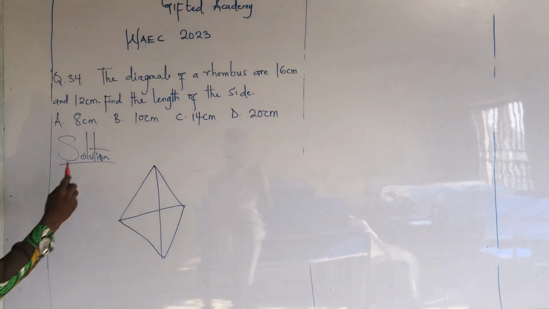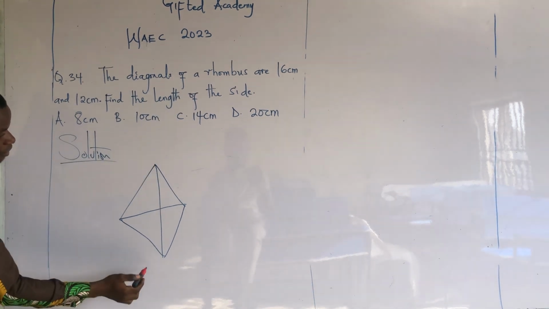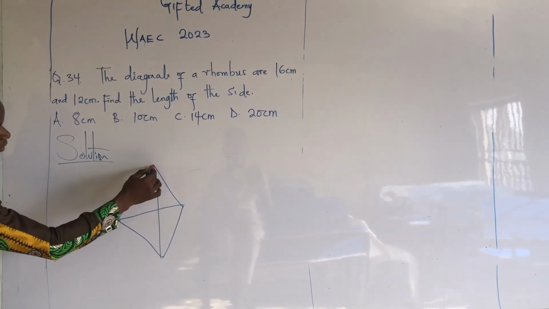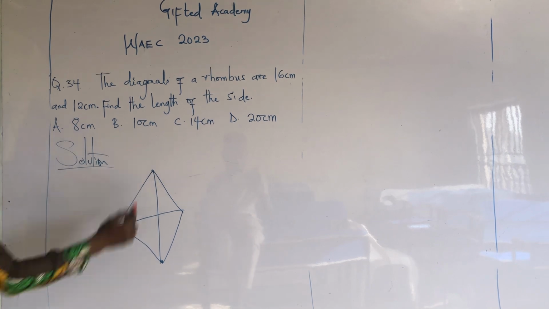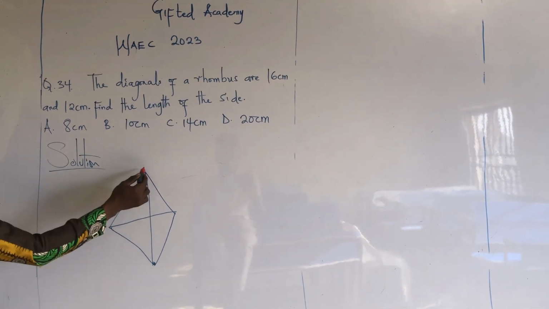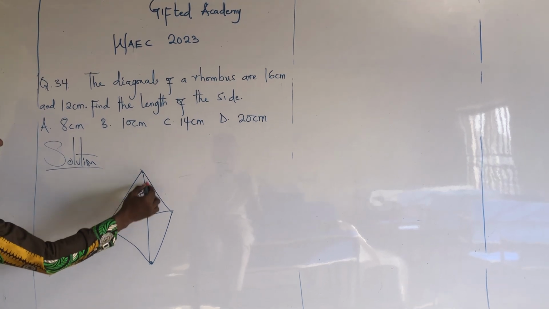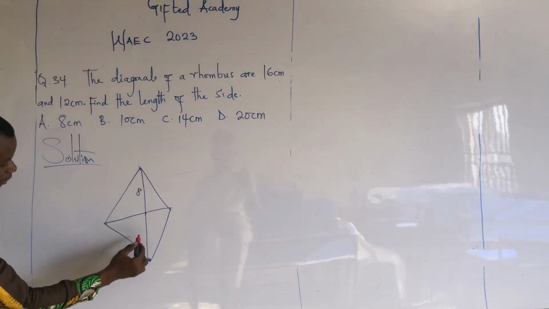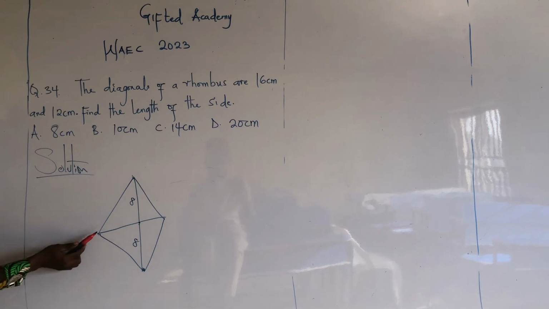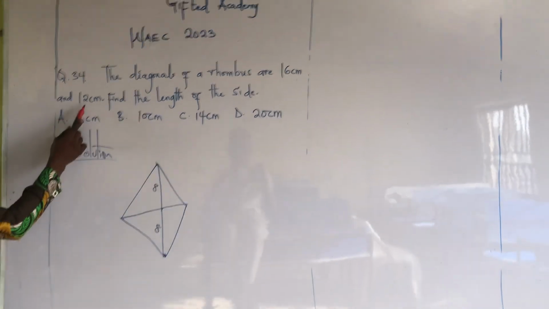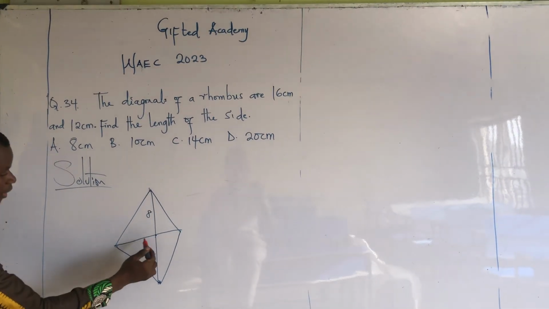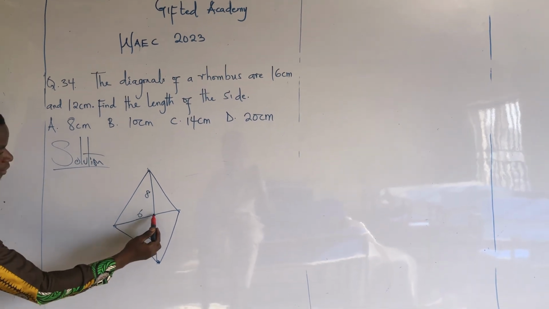Now, from this diagonal, we are told that one of them is 16. Let's pick this one for example. The distance from this vertex to this vertex is 16. Now, half is going to be what? 8. So from here to this intercept is 8 centimeter, while from here to here is also 8 centimeter. Now, if you pick the other diagonal, which is 12 centimeter, that means the distance from here to here should be 6 centimeter, and from here to here should also be 6 centimeter.